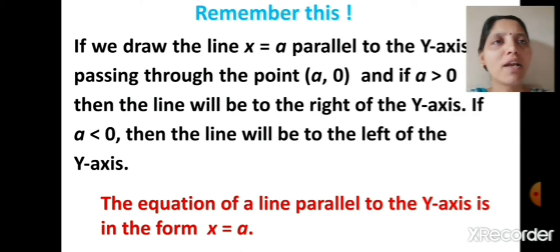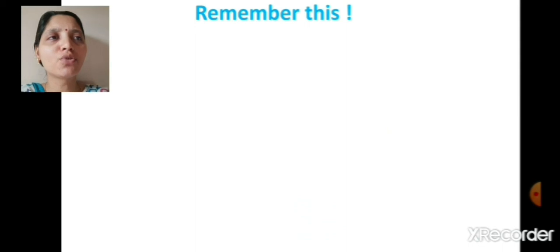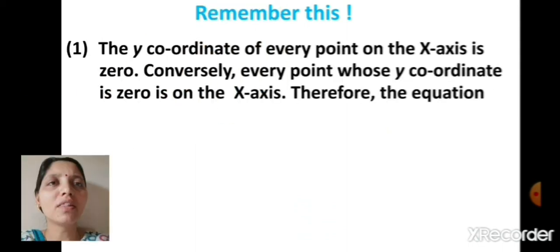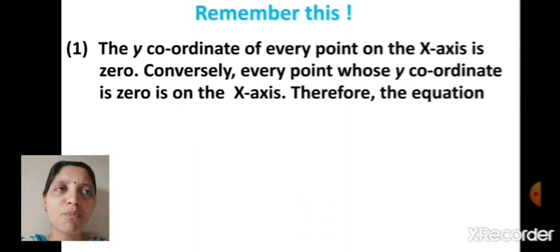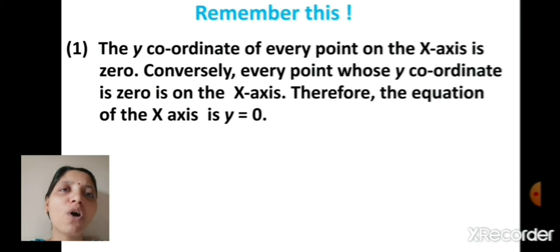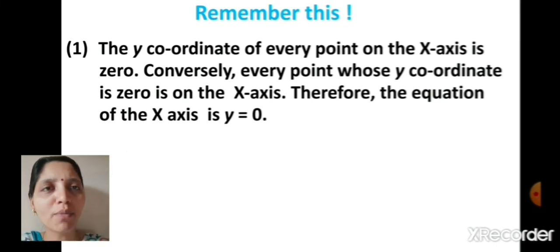Okay. Now two more points you should remember. The y coordinate of every point on the x-axis is 0. Conversely, every point whose y coordinate is 0 is on the x-axis. Therefore, the equation of the x-axis is y is equal to 0 because the y coordinate of this point will be 0.